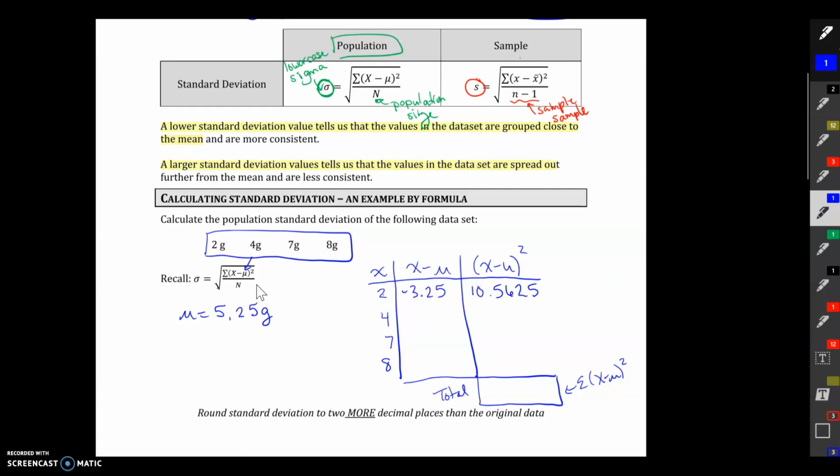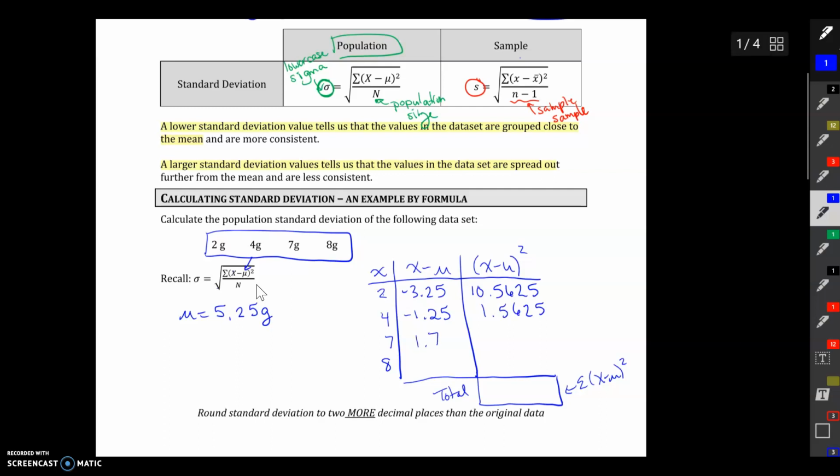Let's move on to the next value. How far is 4 from 5.25? It's negative 1.25. Negative 1.25 squared is 1.5625. Okay, third value, 7.